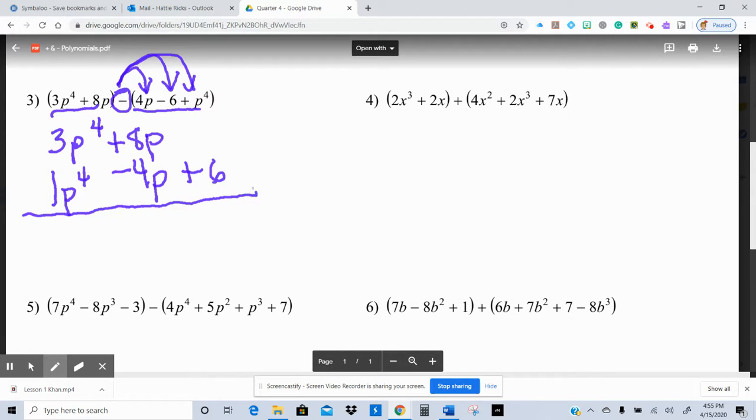Now I can combine them. Now over here, this is just like adding 0. So this is plus 6. This is positive 8 minus 4. So this is positive 4p. And then the last one is 3p. What did I forget? I forgot to distribute the negative. That should be negative 1p. See right here? Negative and positive. So this should be actually 2p to the fourth. Okay? And that problem is done.